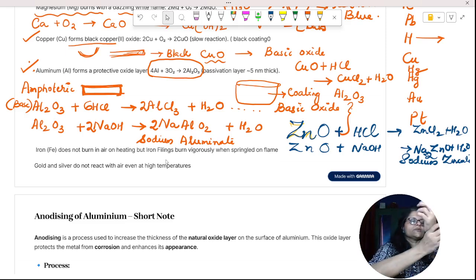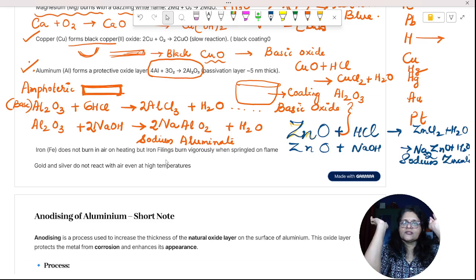Then another thing, gold and silver. You can see that gold and silver do not react with oxygen. If you burn them, they will melt, or else if you leave them there, nothing happens. No coating will appear on gold or silver. Silver might react with sulfur to form a black coating, but gold never, not even at high temperature.